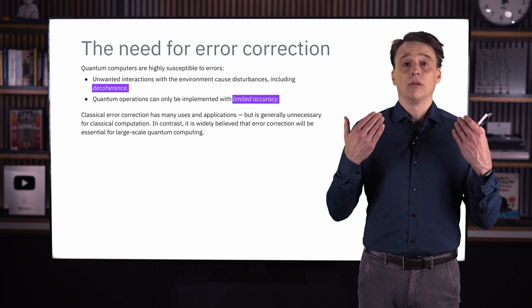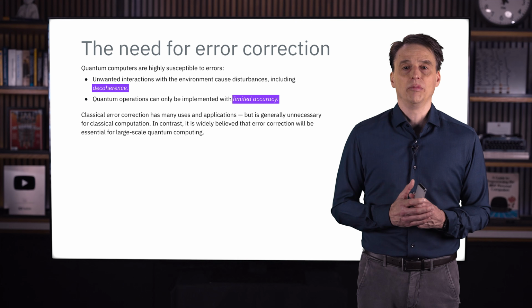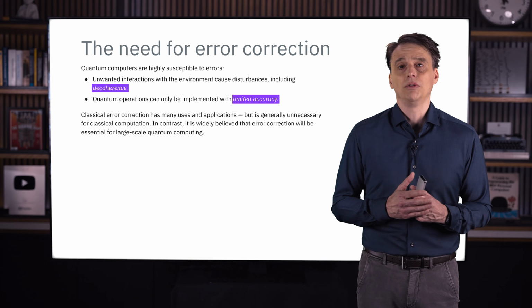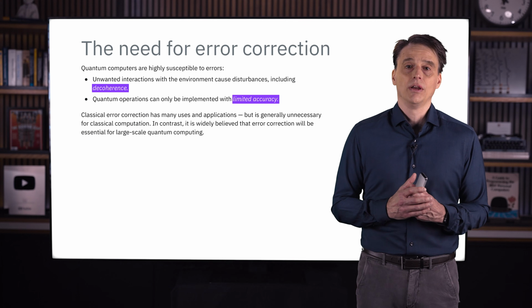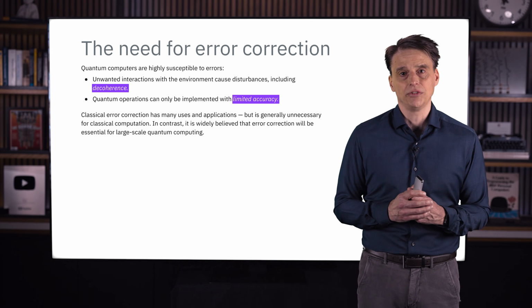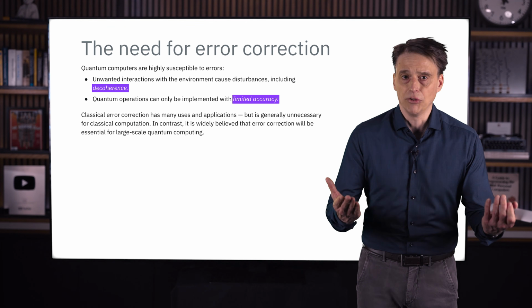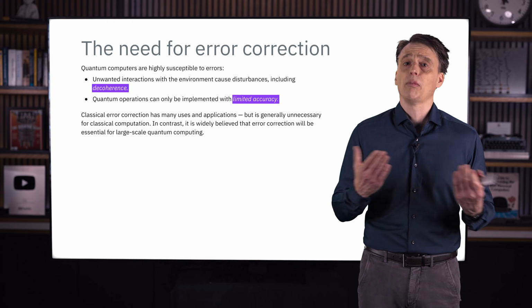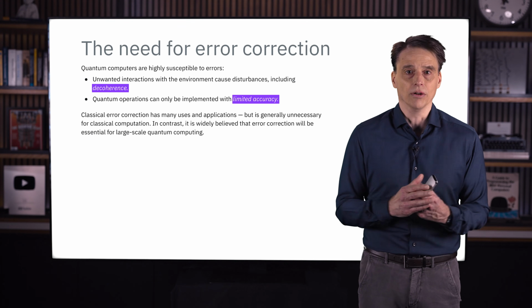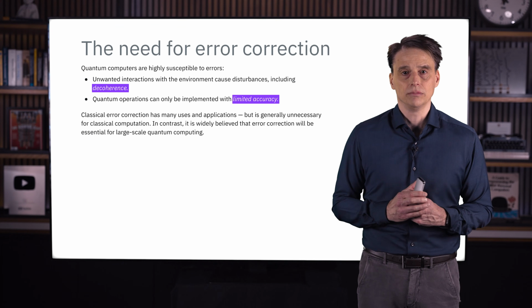For example, the main idea behind topological quantum computing is that it might be possible to build robust quantum systems that are inherently protected against noise due to topological properties of the systems. But we don't know if this will be possible, and it's pretty widely believed that error correction will probably be essential in one form or another for large-scale quantum computing.